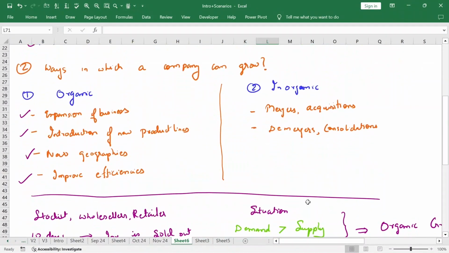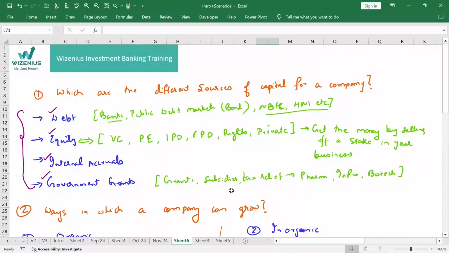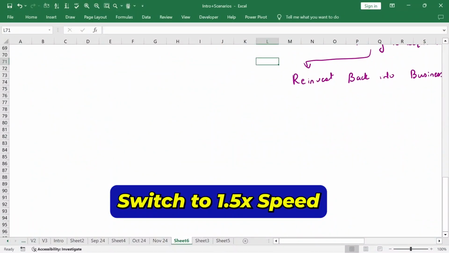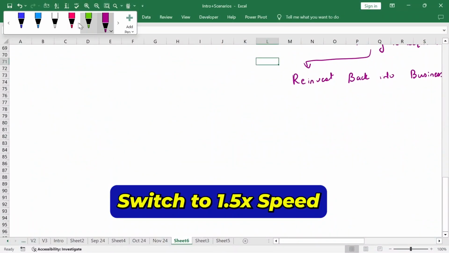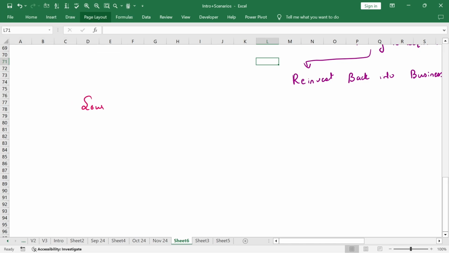How is this linked to investment banking? We've just touched base upon the organic growth part and the capital sources. Equivalently, I will touch base on the inorganic part as well. Now, these verticals that you see are the areas from which you can raise funds. I'll just rewrite that again so that it is clearly seen by everyone. Sources of capital.